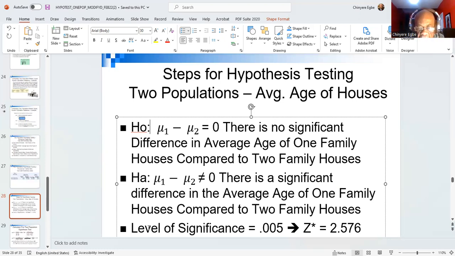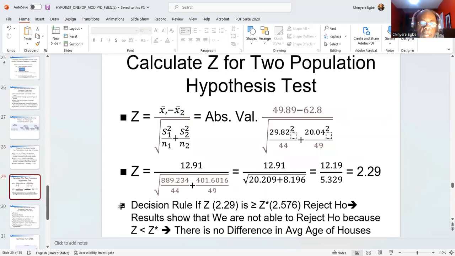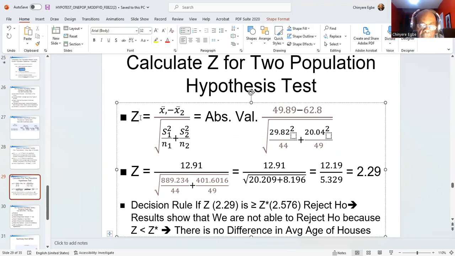Your level of significance is 0.005, which is half of 1%, and your critical Z will be 2.576. And so the methodology will be to calculate the Z. Now remember, we're going to compare calculated Z against critical Z.